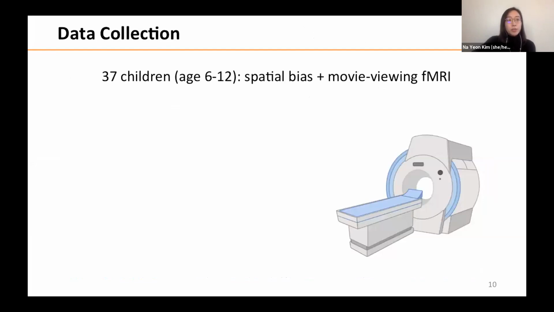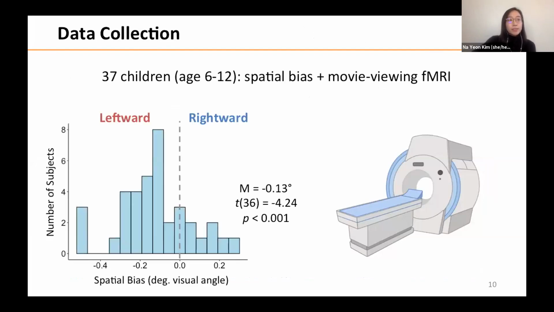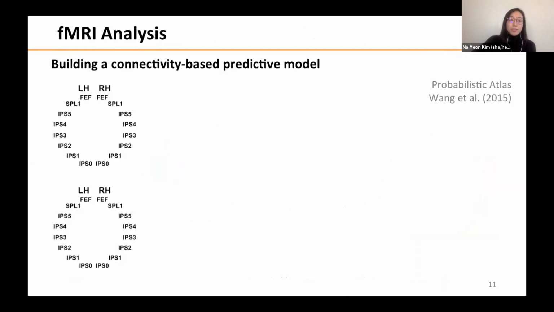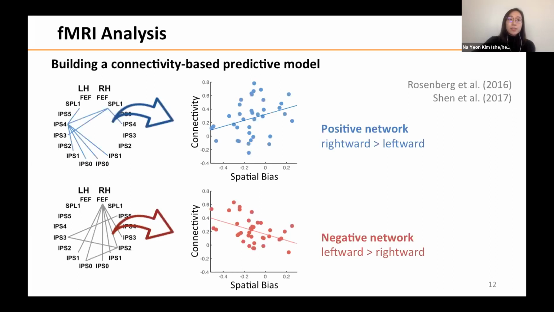We collected both functional MRI data while children watched a short movie clip and their spatial biases outside the scanner. In our final sample, children showed leftward biases as a group, which replicates our large-scale behavioral study. Can we build a model that can predict each child's spatial bias from their functional connectivity profiles? To do so, we first identified frontal and parietal areas in each hemisphere using a probabilistic atlas. Then we selected pairs that were significantly correlated with behavior, either positively or negatively. Because positive spatial biases indicate more rightward biases and negative more leftward, positive network pairs were stronger connections in rightward biases and negative network pairs were stronger in leftward biases.